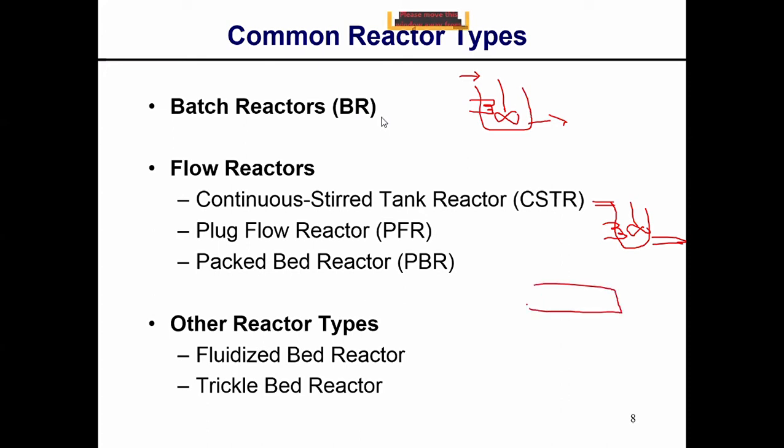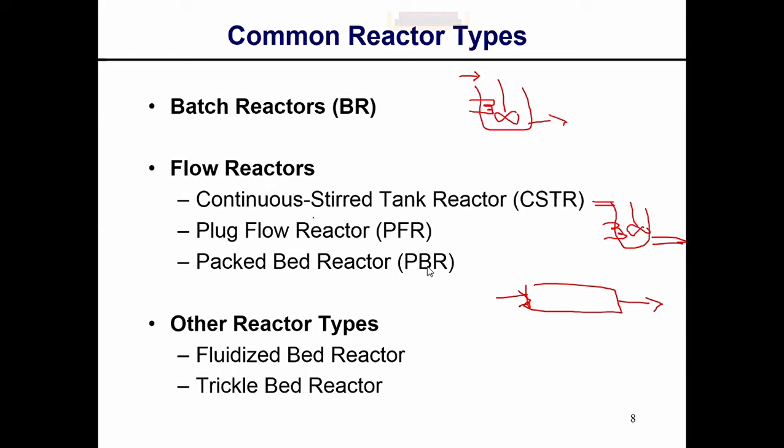It is something like this. You have your inlet and you have your outlet. Later on, you will learn that each reactor has its own assumption. For example, for a batch reactor, the assumption is there is no flow in and flow out.